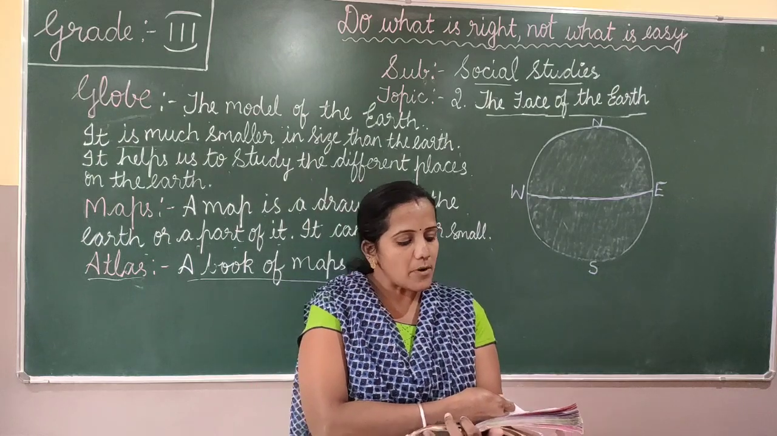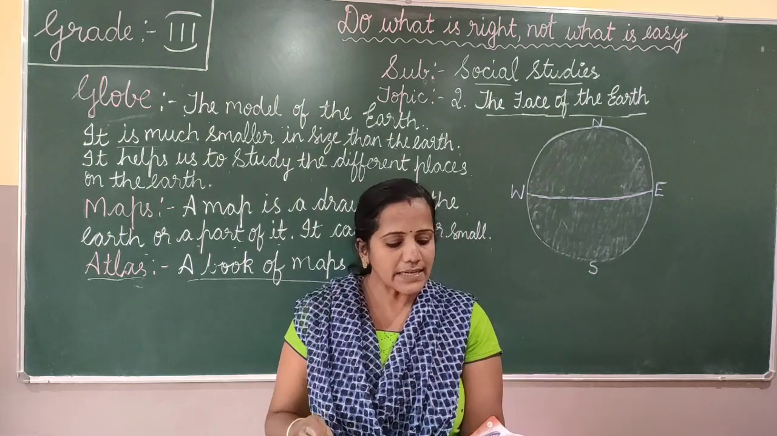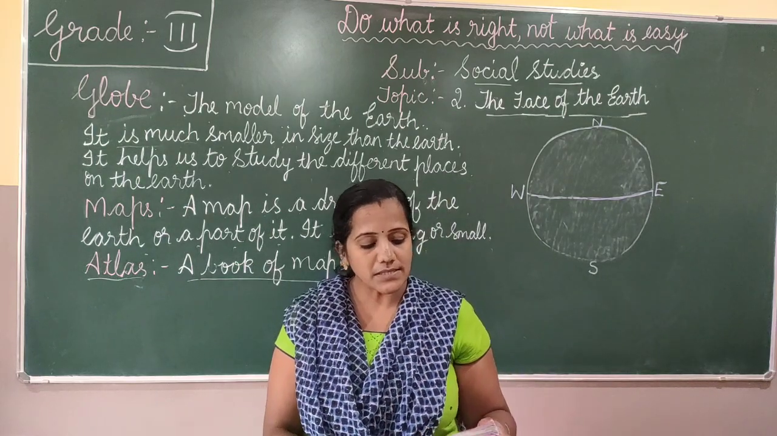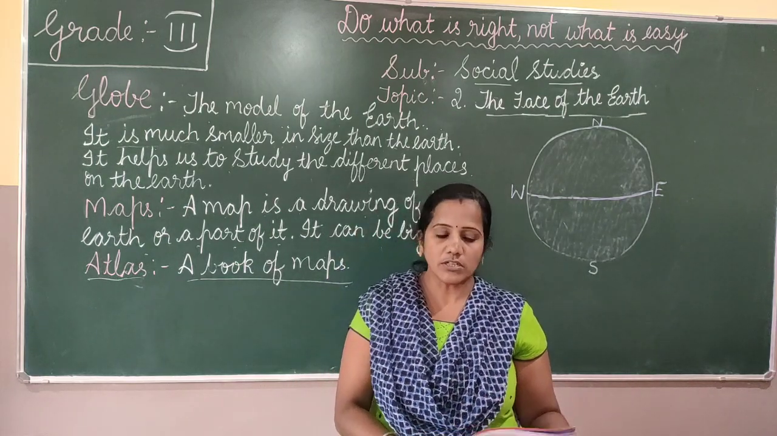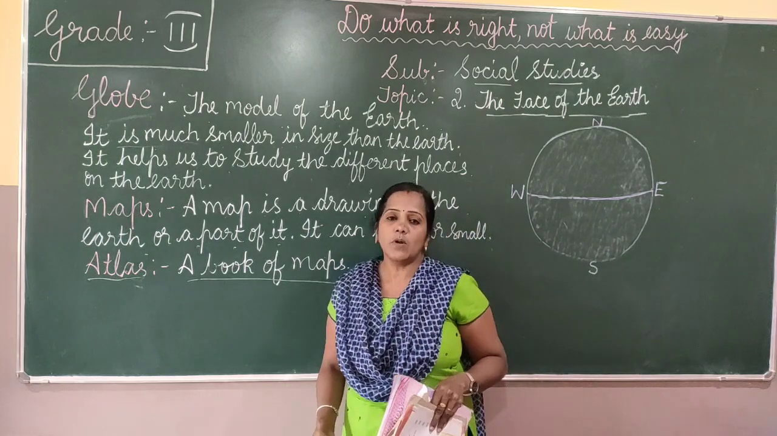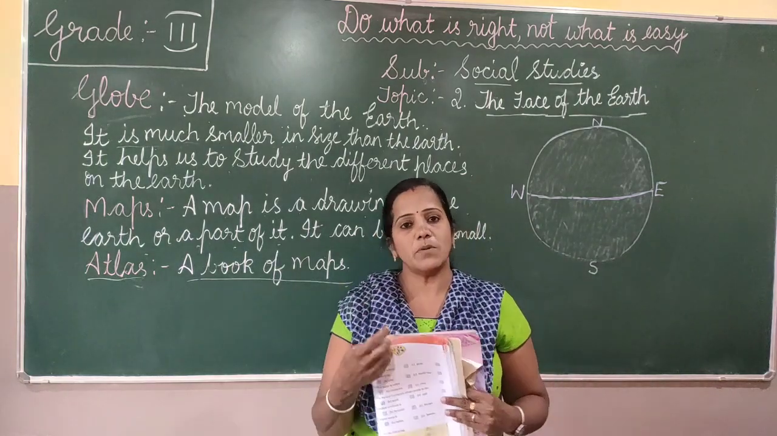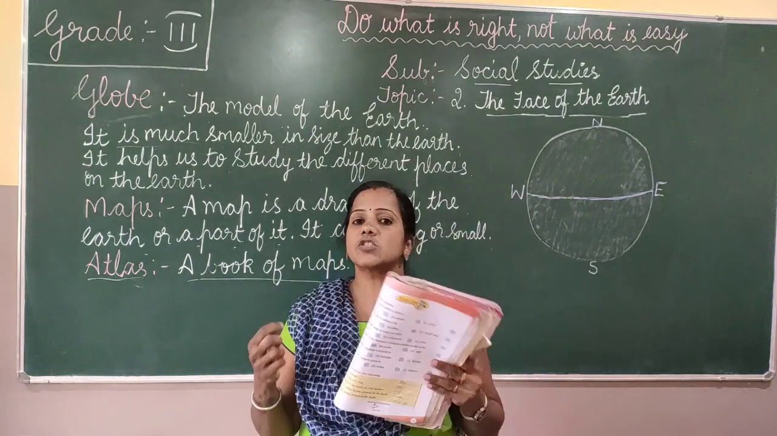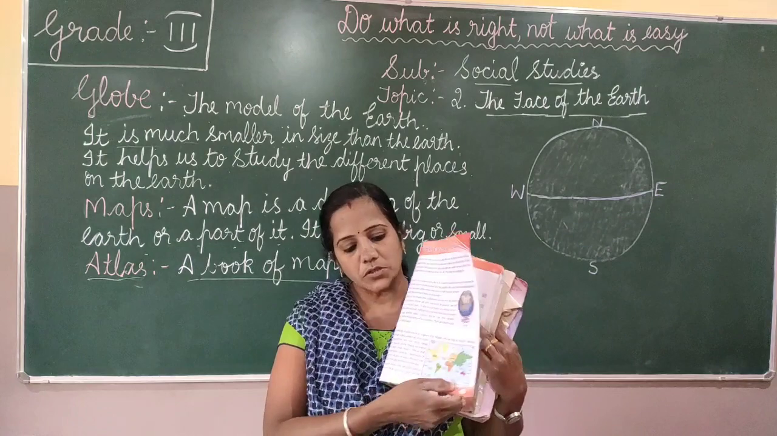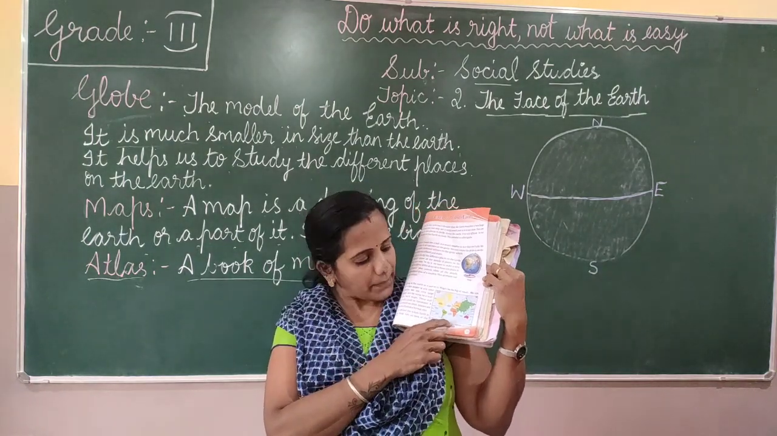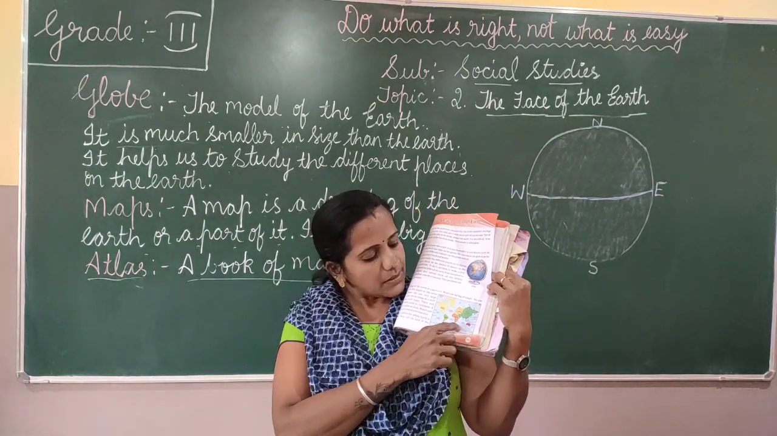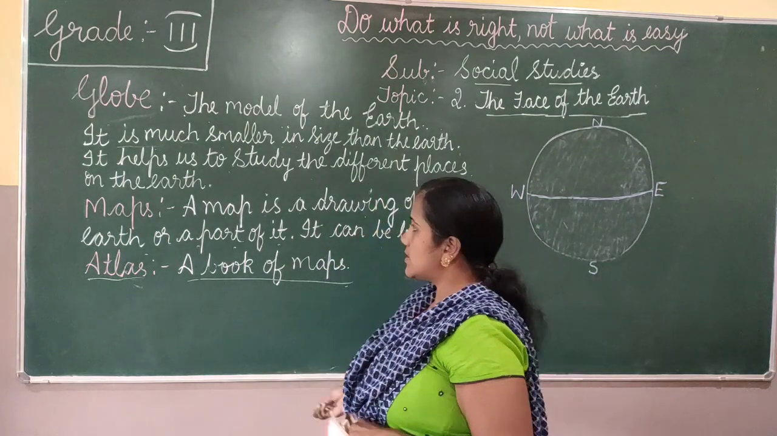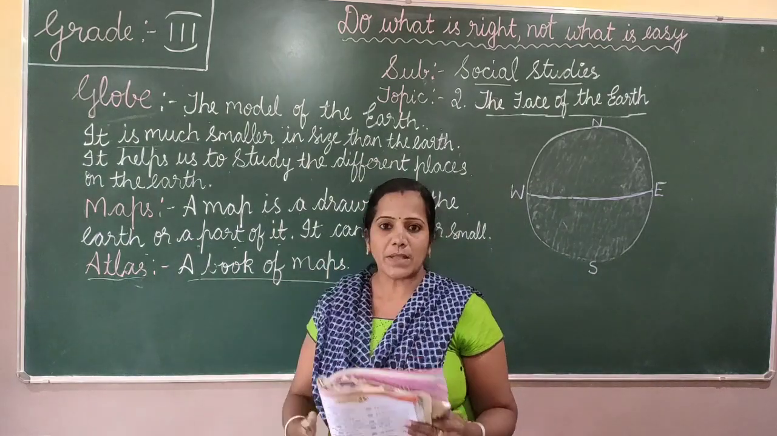Okay, so this was about the maps, and maps also show the land masses in different colors. The water bodies are also shown in blue color. In the globe also you have seen the blue color, is it? So it represents the water bodies. In the same way it's shown in the maps also. You can see here the world map, and the blue color represents the water bodies. So this was about the globe and the maps.